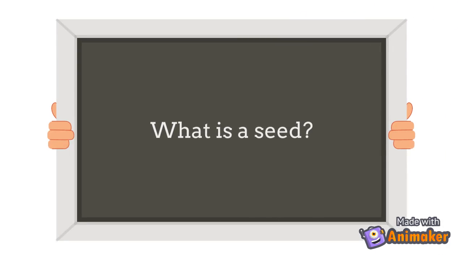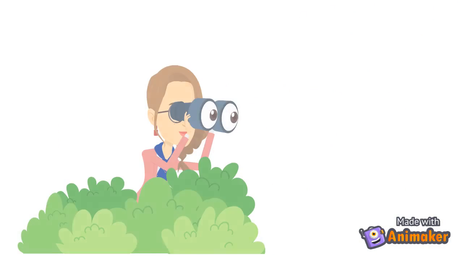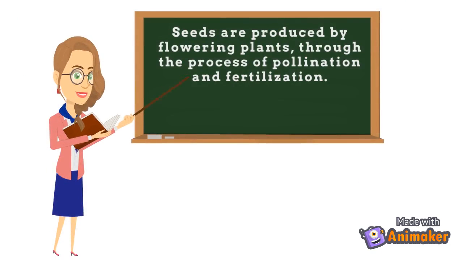What is a seed? A seed is a structure that germinates to grow into a new plant. Where does a seed come from? Seeds are produced by flowering plants through the process of pollination and fertilization.